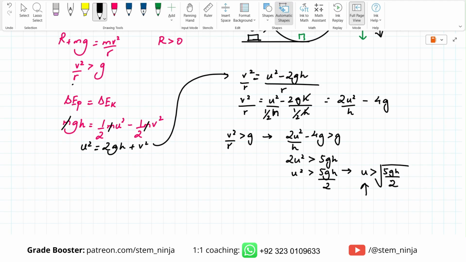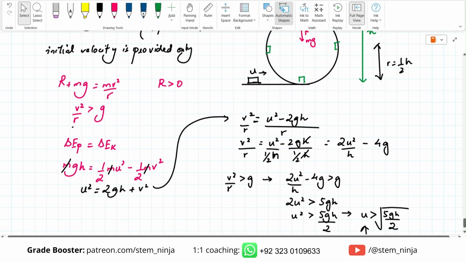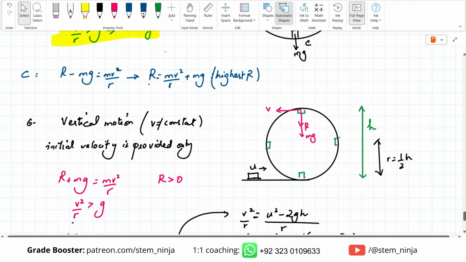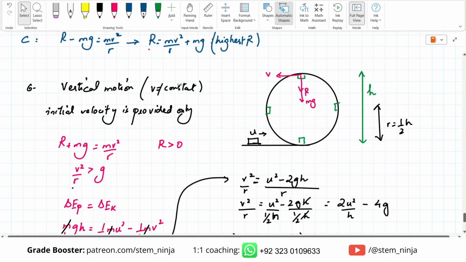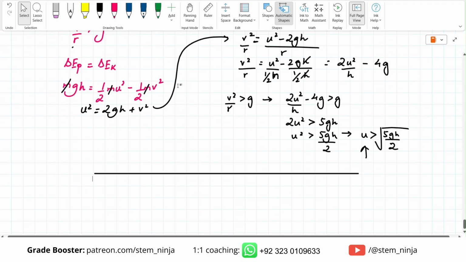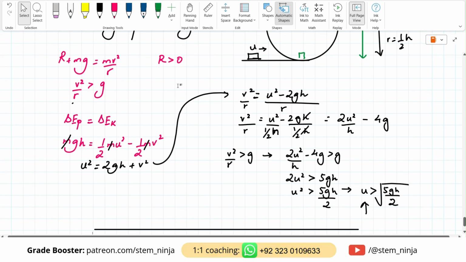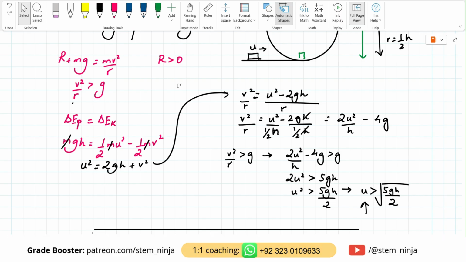Now, these were just examples of how you can use a little bit of math and understanding of forces to be able to calculate some necessary information. Hopefully in the next video, we will look at some past paper questions of this topic, and we will discuss them then.